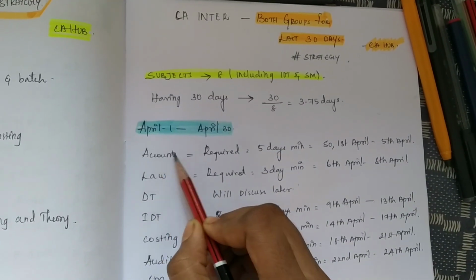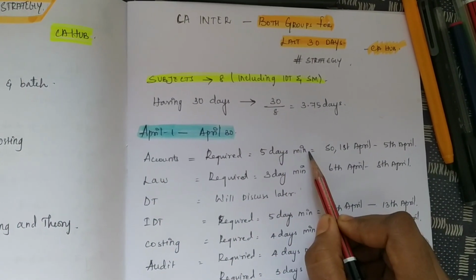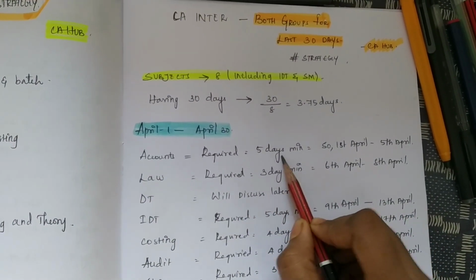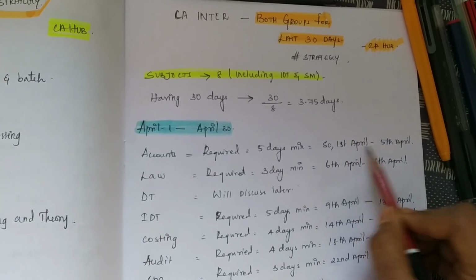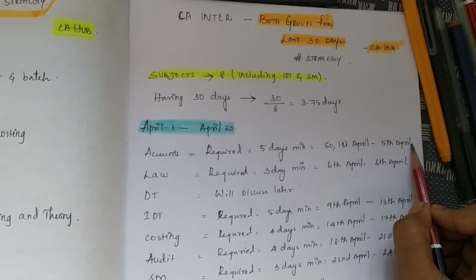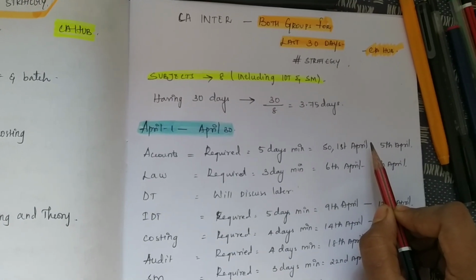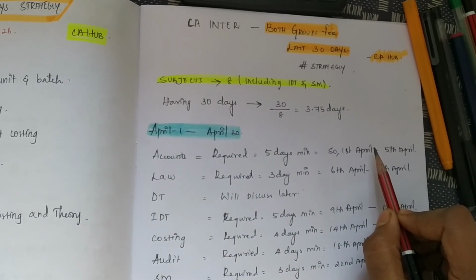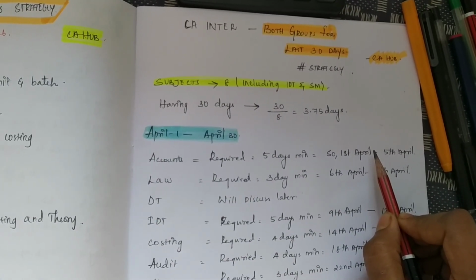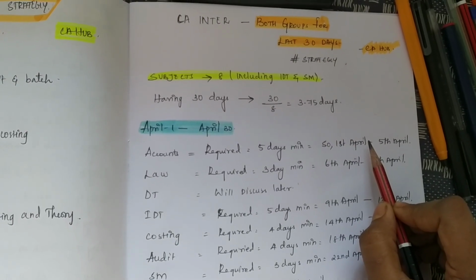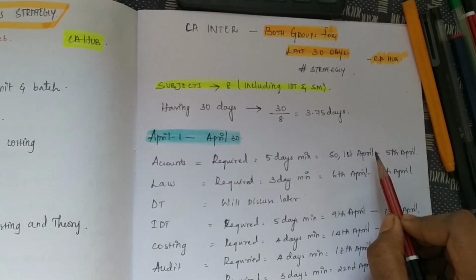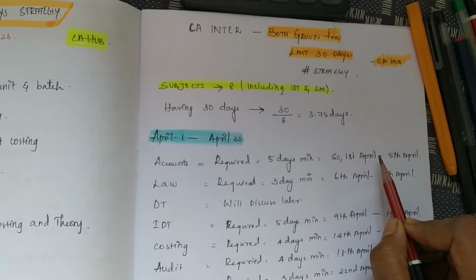Now let us see accounts. The minimum requirement to complete accounts is 5 days. So I have allocated 1st April to 5th April to complete your accounts. Here the thing is, you have to give 200% of your efforts to complete the 5 day strategy for your accountancy.